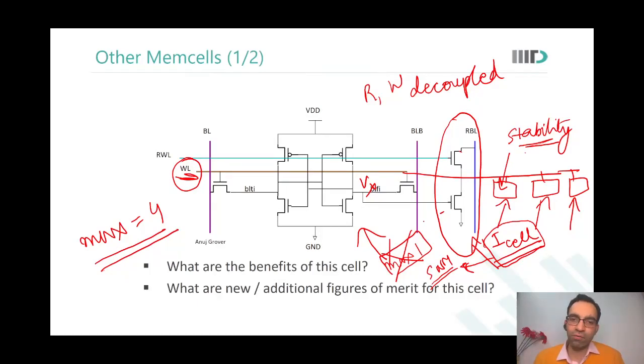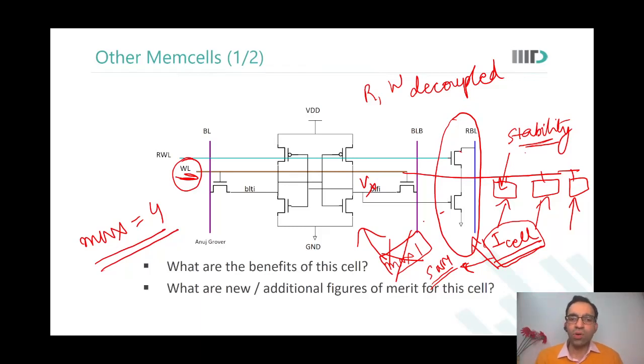See, if BLFI was 1, you take RWL to 1. What happens to RBL? It discharges. If BLFI is equal to 0, what happens to RBL? It doesn't discharge, sir. So I have distinguished between 0 and 1. Right. What does reading mean? I should be able to tell whether inside the cell there is a 0 or a 1. Yes. That I am able to distinguish on the RBL.